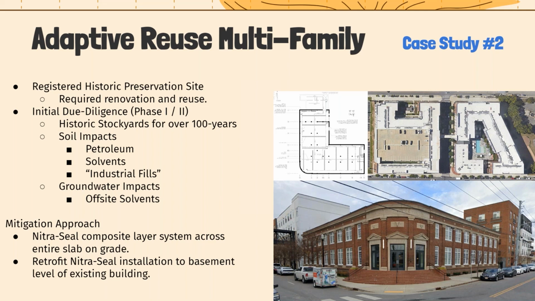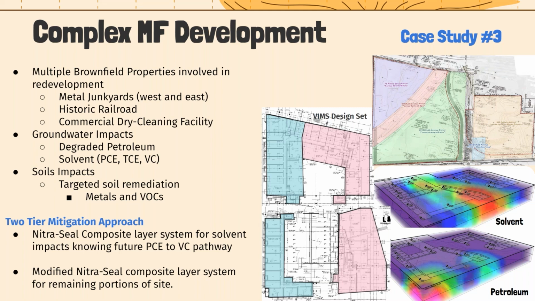The mitigation approach was twofold on this project. It was a NitroSeal application for new construction and a retrofit NitroSeal installation in the basement level of the existing building. Coupled with vertical damp proofing applications, the mitigation encapsulated and provided a successful adaptive reuse for this project. For a look at a more complex multifamily development, we have this project in downtown Atlanta. Multiple impacted properties enrolled in different programs with different regulatory endpoints, unique and differing contaminants.